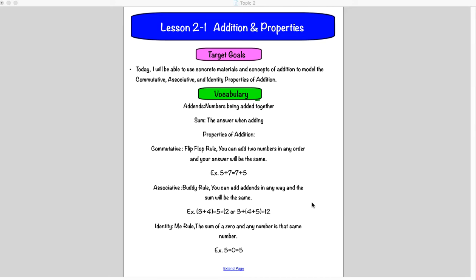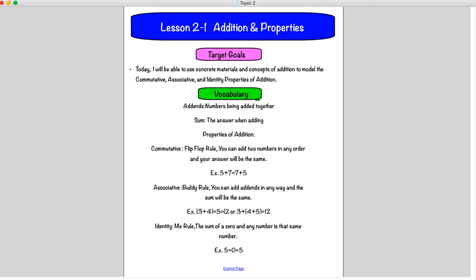We're starting a new topic today. We are going to be talking all about addition, but specifically today we're going to be talking about three types of properties of addition. The first one is commutative, second one is associative, the third one is identity. And those are all properties of addition.